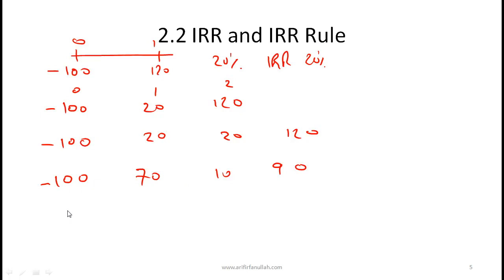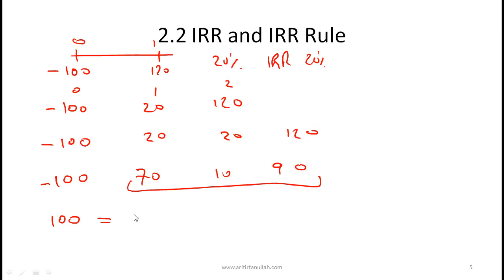So the formula is that the IRR is that rate of return which will make the present value of these future cash flows equal to your initial investment. So what's the initial investment? 100. So what's the NPV of that? It's 100 because that's at time 0. So now you have to figure out that return which makes the present value of these cash flows equal to 100. That return is your IRR.